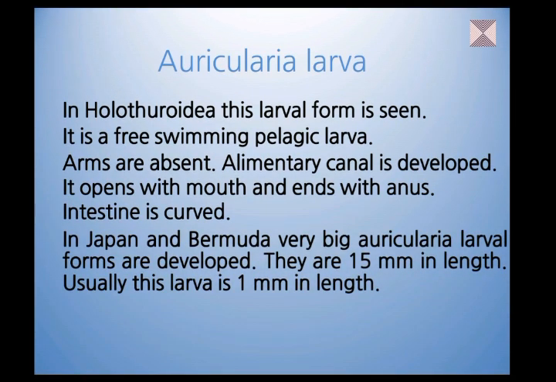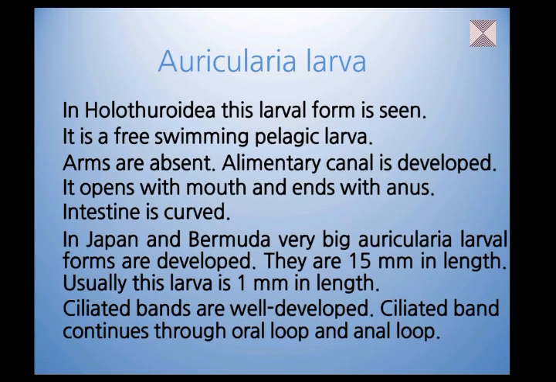Now, in Japan and Bermuda, very big Auricularia larvae are developed. They can be 15 mm in length. They are quite big in size as compared to the other forms. Usually this larva is 1 mm in length. So this is the usual length of this larva. But in Japan, it can be like 15 mm in size. Now, this larval form is quite big in size as compared to the previous forms.